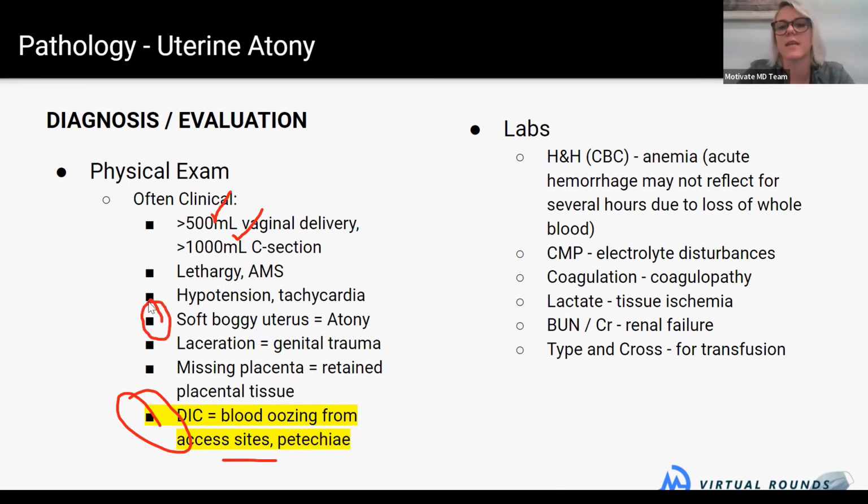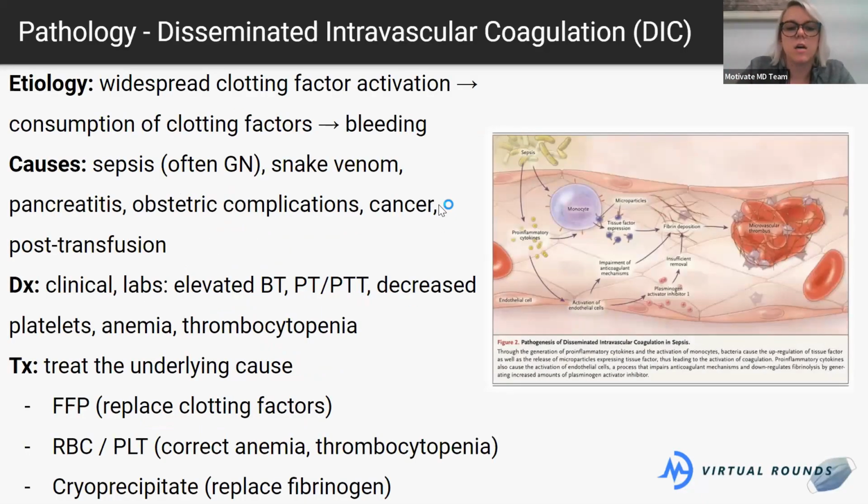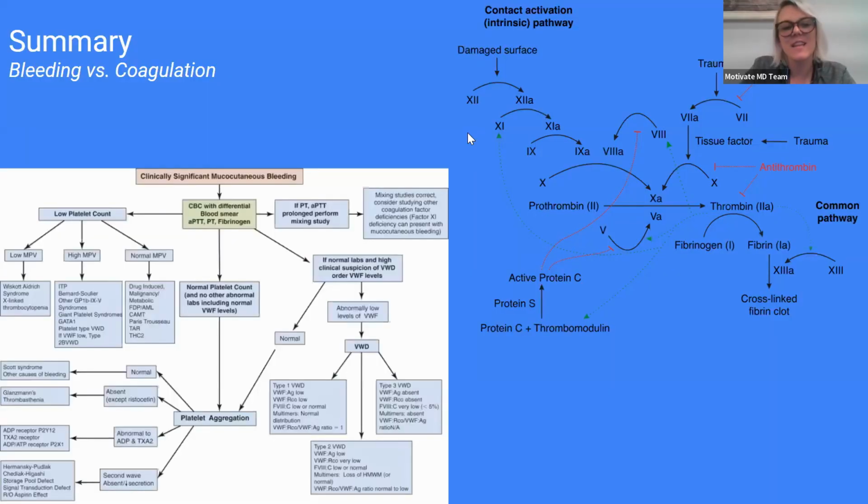We can use various labs to diagnose, often H&H, so we're looking at the hemoglobin and hematocrit. And then we really want to type and cross to see what the patient's blood type is, and cross match to make sure there are no antibodies, so we can transfuse this patient and raise their hemoglobin. All right, so that was a little bit about atony. Here's obviously our disseminated intravascular coagulation. And then here's my last slide for you, and this is basically the same slide that I had before.